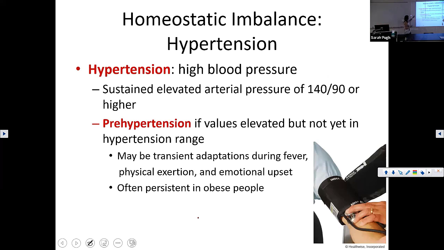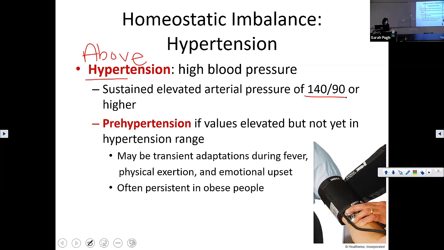High blood pressure is called hypertension. Remember, hyper means above or more than normal. So this is a sustained, elevated pressure higher than 140 over 90. Okay, so 140 over 90 or higher is considered hypertensive. Now, pre-hypertension would mean that your blood pressure is elevated, it's higher than 120 over 80, but it's not as high as 140 over 90, right?